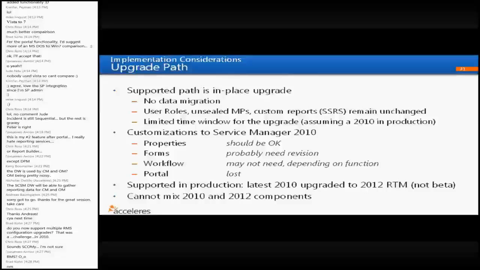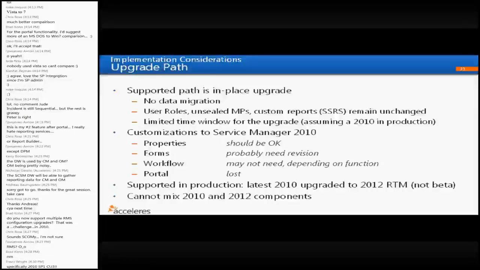The other thing I think with this line, supported in production, the only upgrade path that's going to be supported in production for non-TAP early adopter programs is the latest version of Service Manager 2010 upgraded to the 2012 release, RTM. So upgrading 2010 to the 2012 beta and then to the 2012 RTM is not going to be supported in production. You need to go from your 2010 production installed to the 2012 RTM version in order to get support.